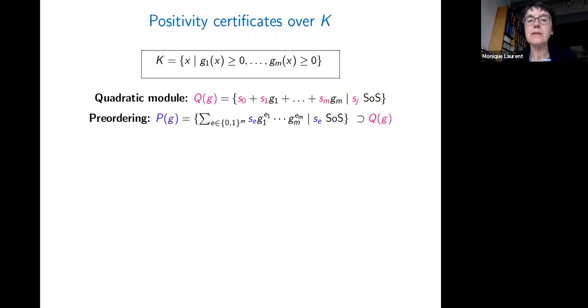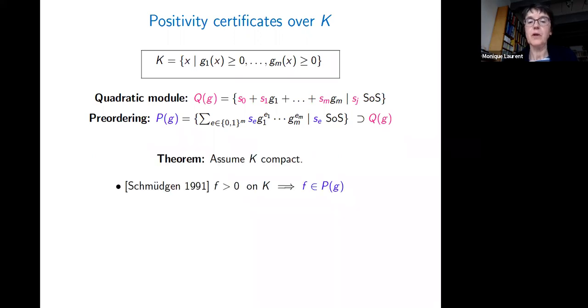So the quadratic module and the preordering actually allow us to get a very rich class of certificates, which is sometimes sufficient. These are the results of Schmüdgen and Putinar. Assume our feasibility region K is compact. Then what Schmüdgen proved is that if f is a polynomial which is strictly positive on K, then f lies in the preordering. So f will admit such a nice positivity certificate as a conic combination of pairwise products of constraints.